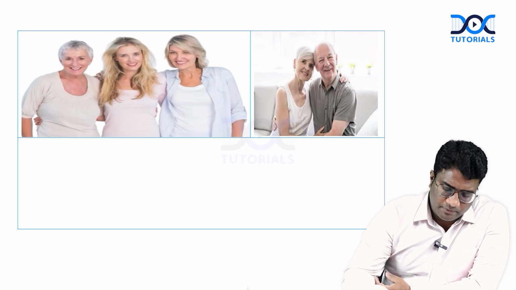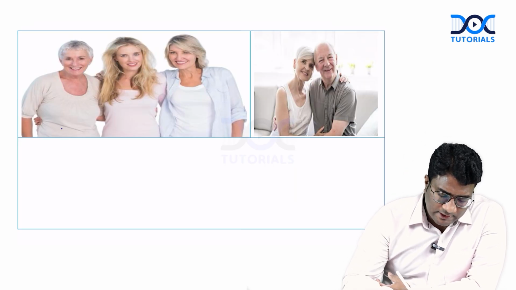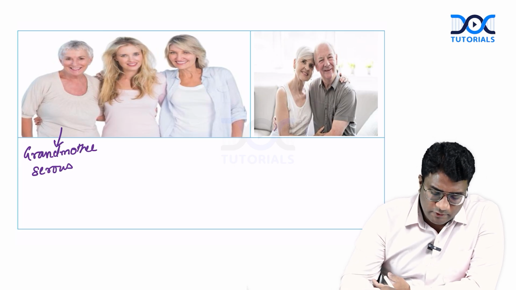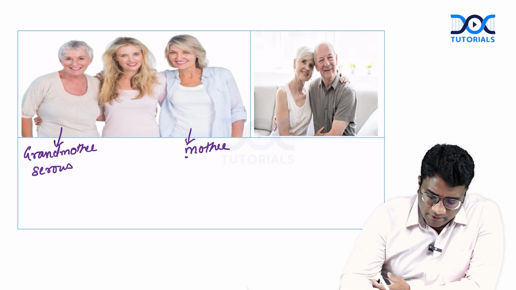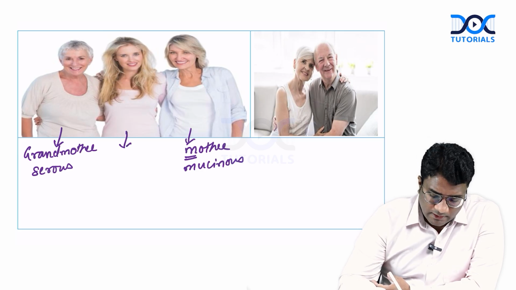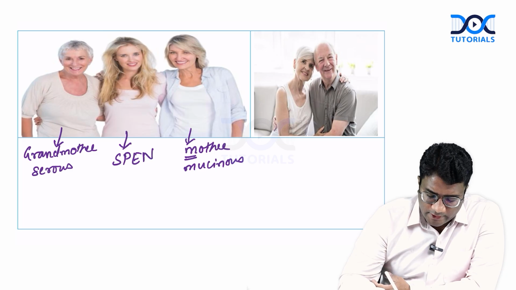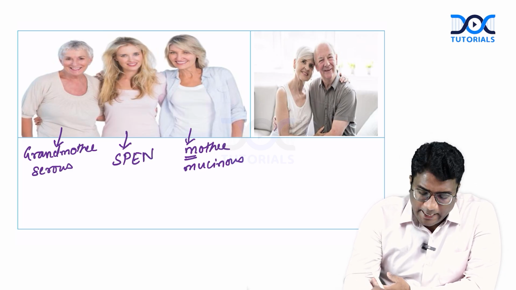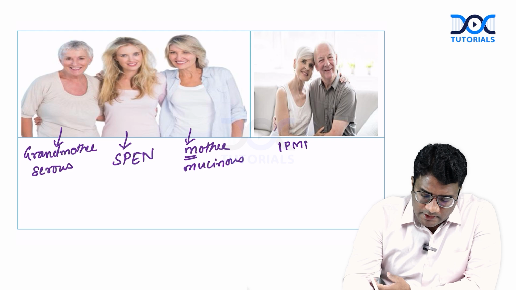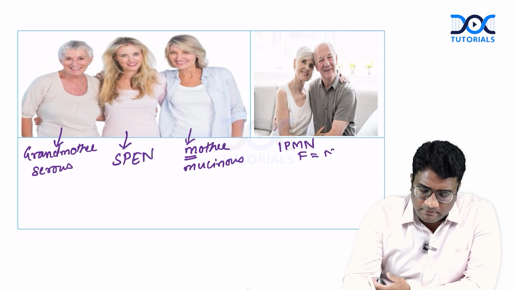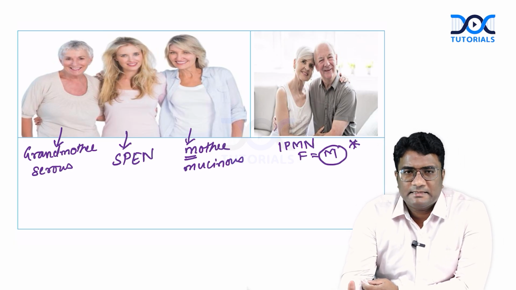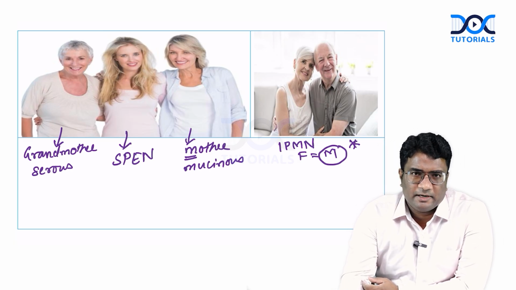And based on the age group, we can also understand that the lesion that you see in the grandmother is the serous cystadenoma. The one which you see in the mother, you can remember M for M, is mucinous cystadenoma. The daughter has SPEN, solid pseudopapillary epithelial neoplasm. IPMN, that is intraductal papillary mucinous neoplasm, has equal incidence in male and female. So, one cystic lesion in the pancreas which is more common in males is IPMN.